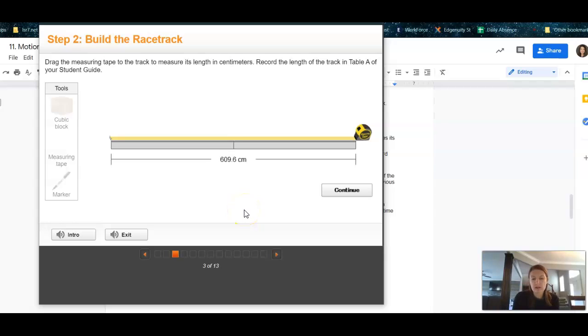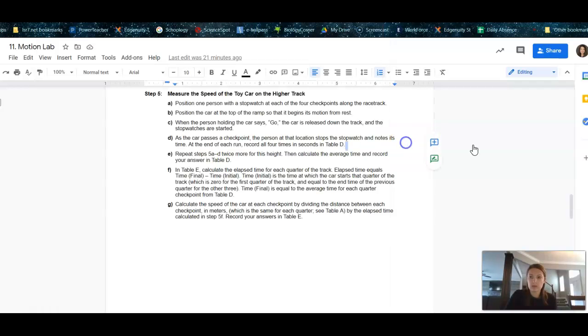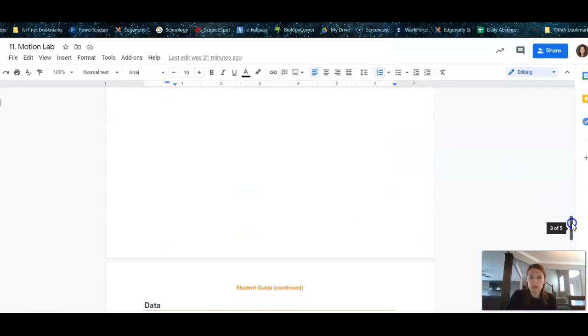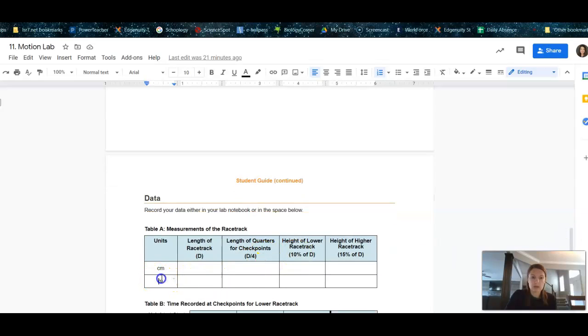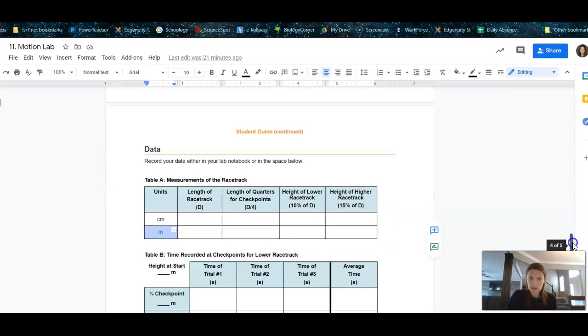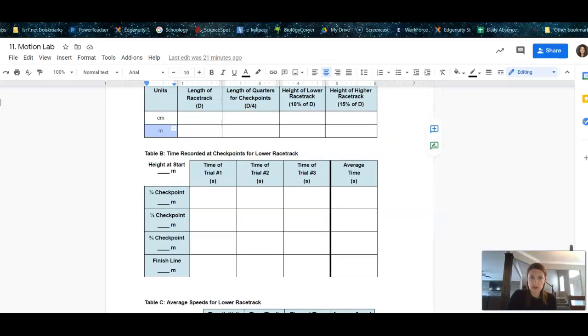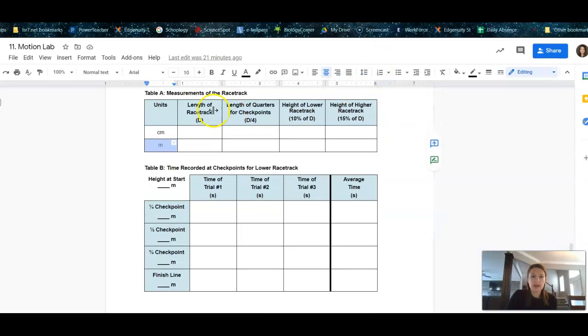It has you measure the length of that racetrack, and it gives it to you in centimeters. You'll see on your lab notes that they want you to record that in meters. That's what this is down here. So you're going to have to do those conversions. In Schoology, I put a link of how to take centimeters and convert it into meters. You can also just divide by 100, but some people may not feel comfortable doing that, so you can input the number into this website and it will tell you what that is in meters. I'll have a link in Schoology for that.